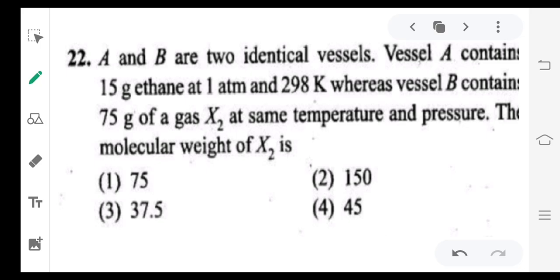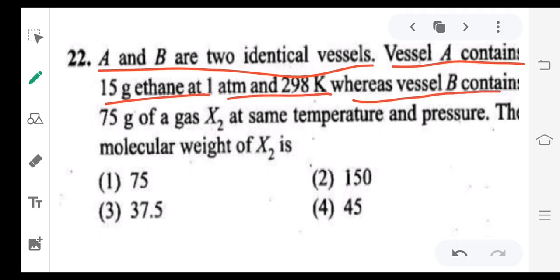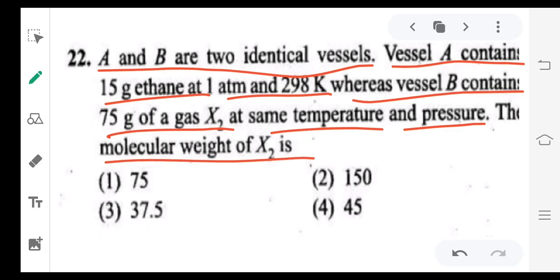Next, 22nd. A and B are two identical vessels. Vessel A contains 15 grams of ethane at 1 atmosphere and 298 Kelvin, whereas vessel B contains 75 grams of gas X2 at the same temperature and pressure. The molecular weight of X2 is? Identical vessels means the volume remains the same, and the pressure and temperature are also the same.